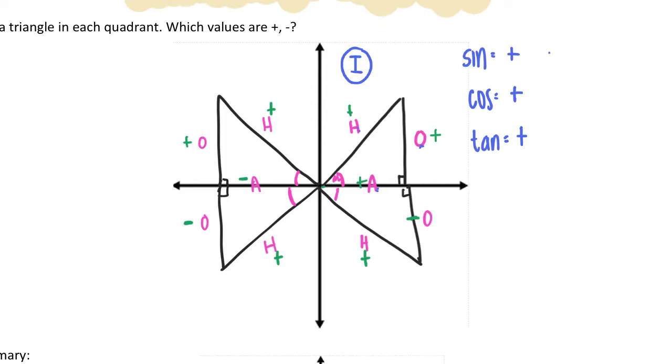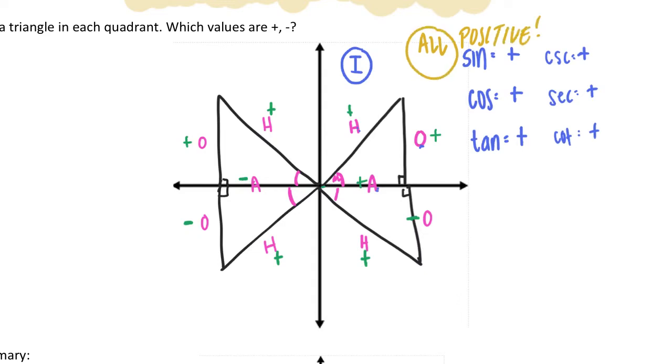We also know that the cosecant, secant, and cotangent would follow the signs of their reciprocal buddies, so they would all be positive. So key idea in quadrant number 1, all are positive. That's not going to happen every time, folks. Spoiler alert. Let's go over into the second quadrant.